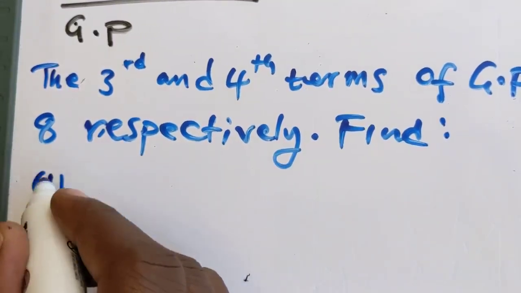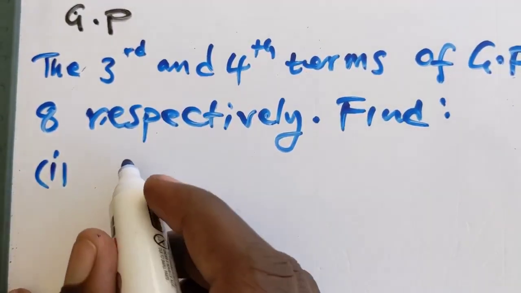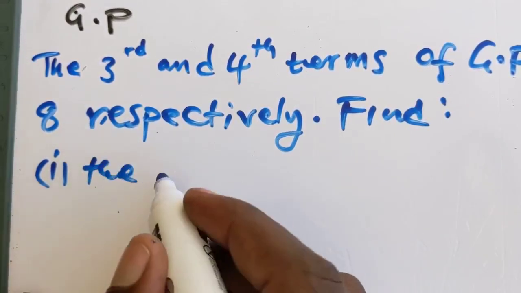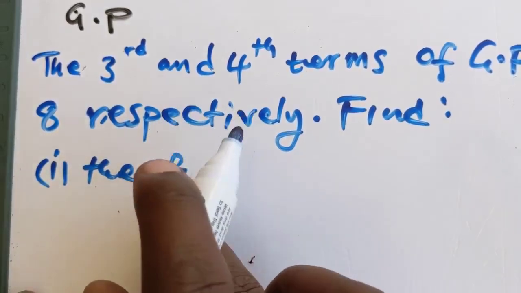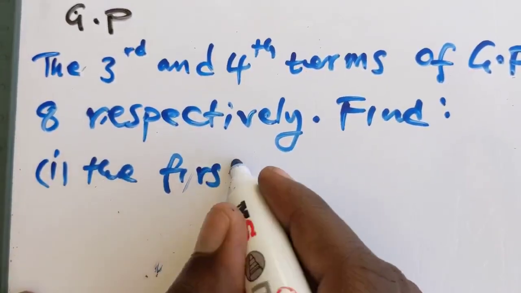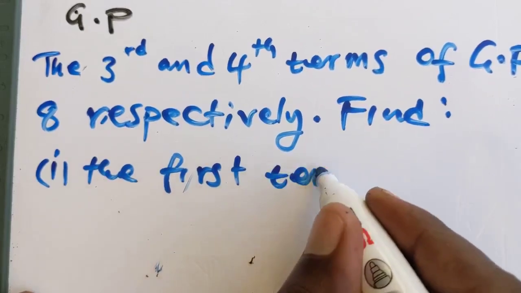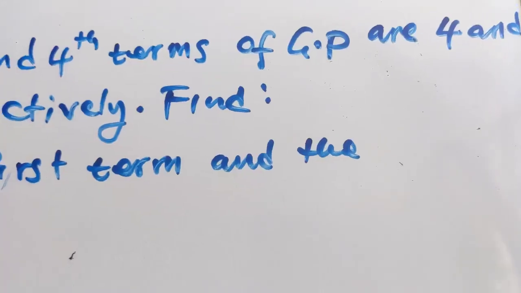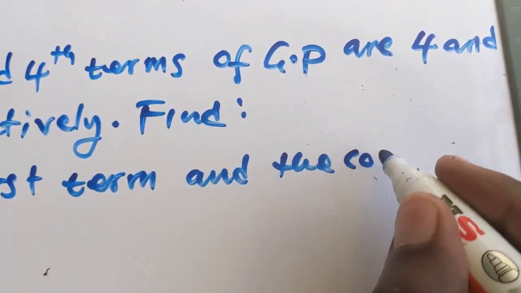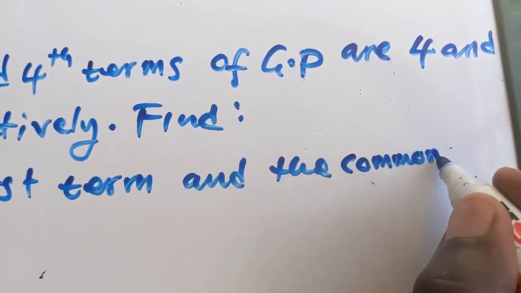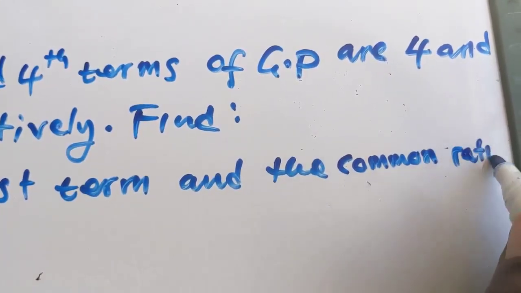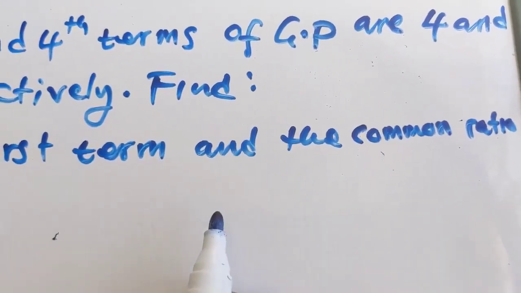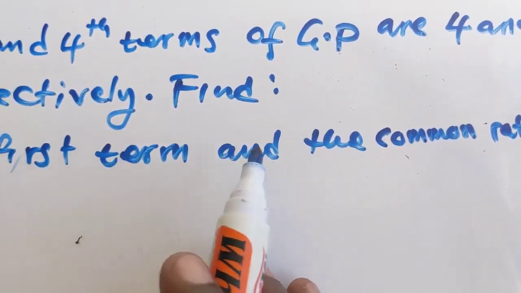So our number 1, the question is given by, we should find the first term and the common ratio. So we are asked to find the first term and the common ratio.